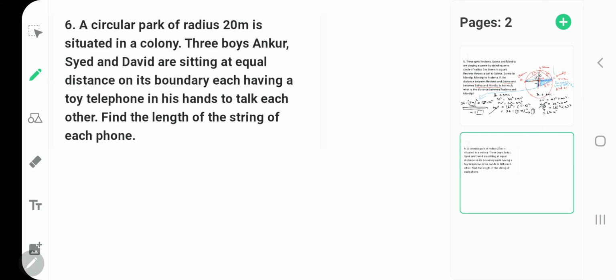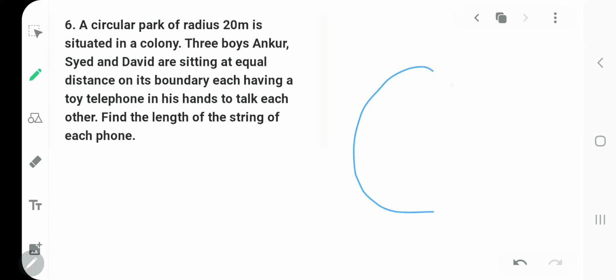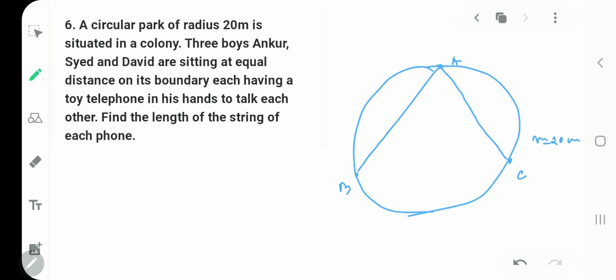Next we have problem number 6. A circular park of radius 20 meters is situated in a colony. So this is a circular park. Radius is 20 meters. 3 boys, Ankur, Said and David, are sitting at equal distance. So if I take Ankur as A, Said as B and David as C, so they are sitting at equal distance. So that means this is an equilateral triangle.